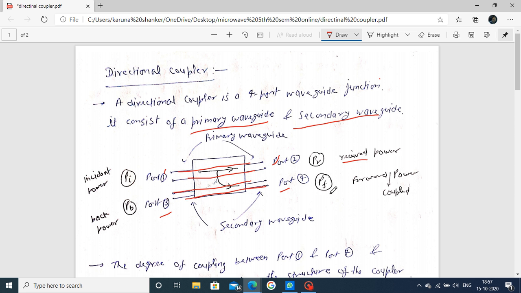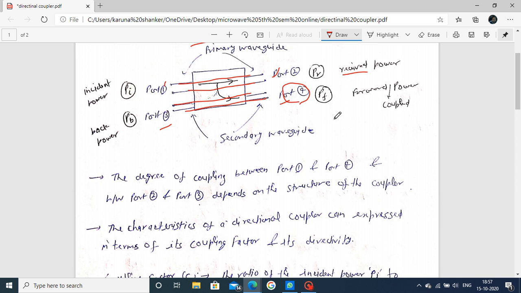The fourth port is called the forward coupled port, meaning the coupling between ports 1 and 4. It is also called the coupled port, where the forward coupled power is received, in port number 4. This is created in such a way with two waveguides, primary and secondary.